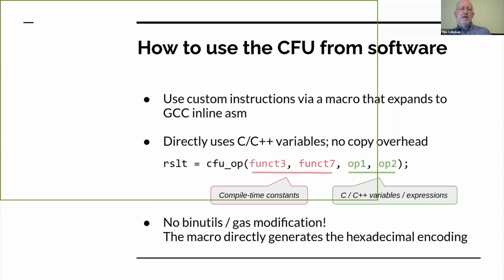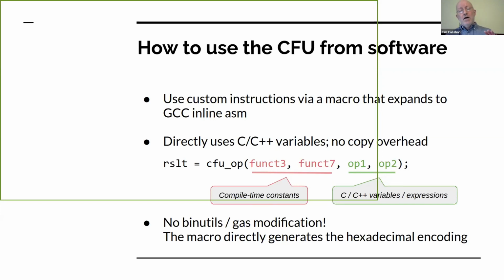Okay, this is what it looks like from software. Well, it's basically an R format instruction in assembly. And by using GCC inline ASM directives, you can freely mix it with your C, C++ code. This is what our macro looks like. The sub opcodes must be compile time constants, but the other 2 operands, these are the 32-bit operands you give to the CFU, can just be C variables. Even a small C expression will fit in here.